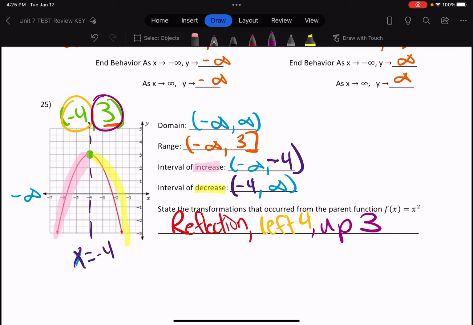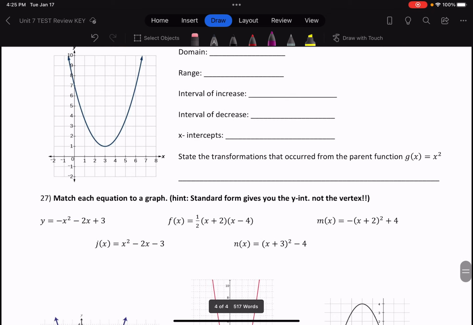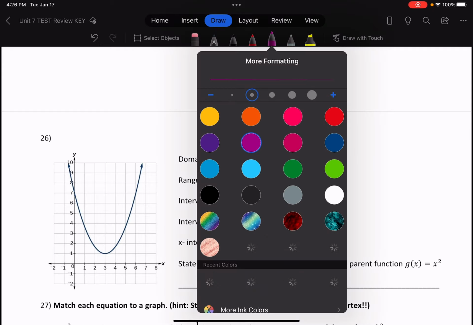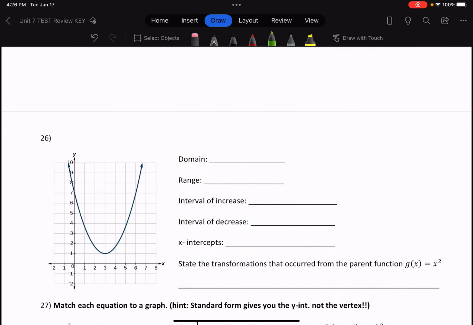All right, guys, let's go ahead to the next page and look at problem 26. So we're doing some similar ideas here. Let's go ahead and identify that vertex and the axis of symmetry. That vertex being at 3, 1, and the axis of symmetry being where x is equal to 3.